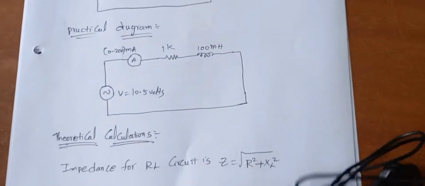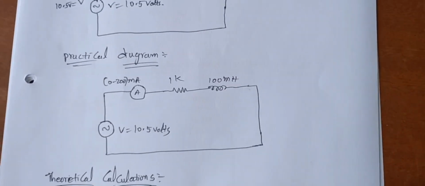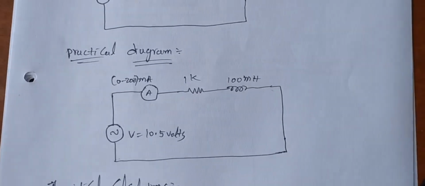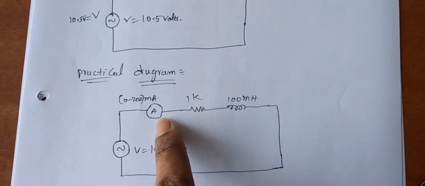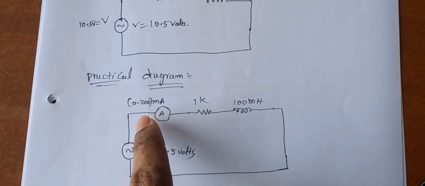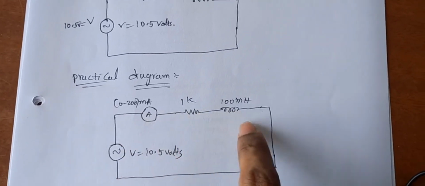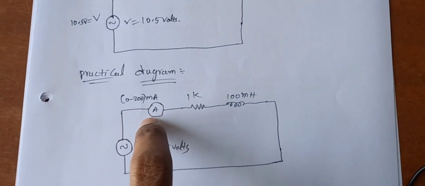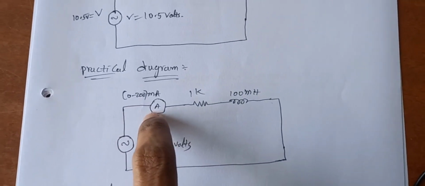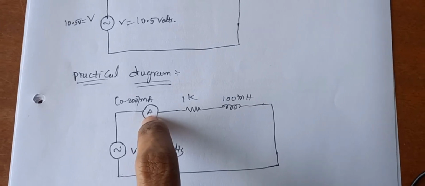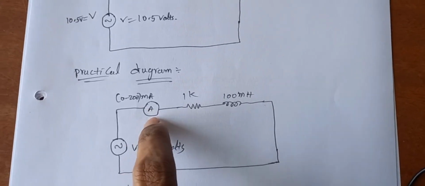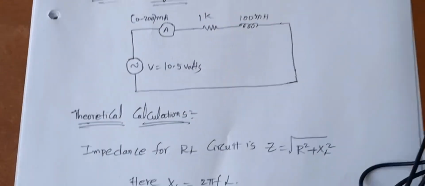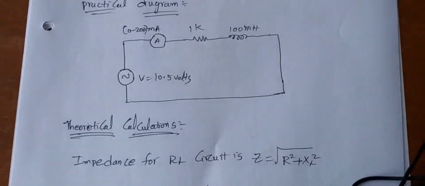And this is a practical diagram. There is no difference between the theoretical and practical circuit diagram. We are just taking one ammeter to measure the current flowing through this circuit. Practically we are taking the current value directly, but theoretically we are going to calculate this current by using different formulas.